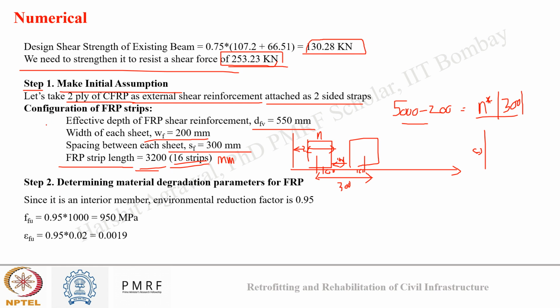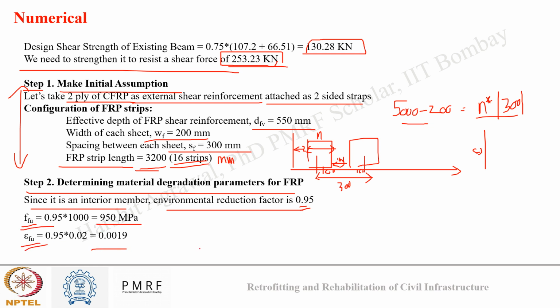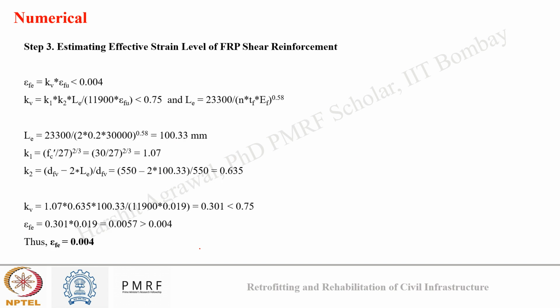Okay, now I know the initial assumptions. Step 2 is to determine the material degradation parameter. Since it is an interior member, my environmental factor will be 0.95. So my FFU and epsilon FU will be 950 MPa and 0.0019. This we saw in the last question also, so I won't elaborate further.